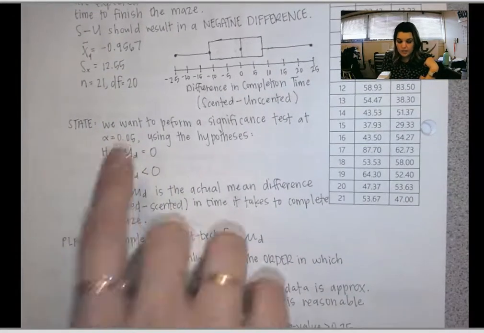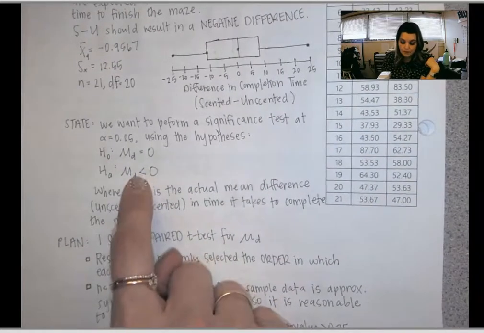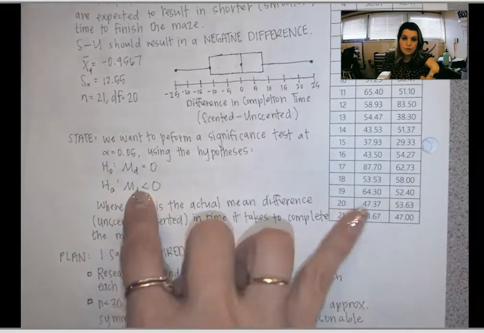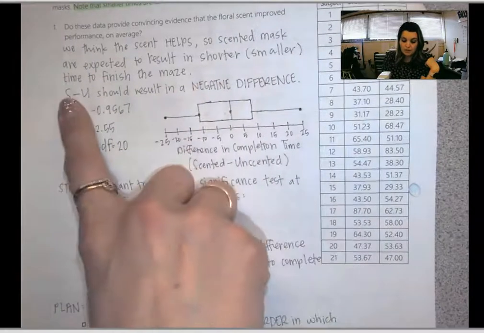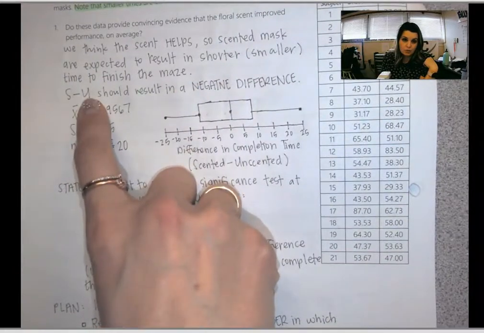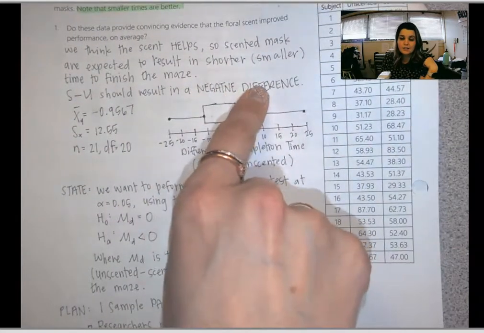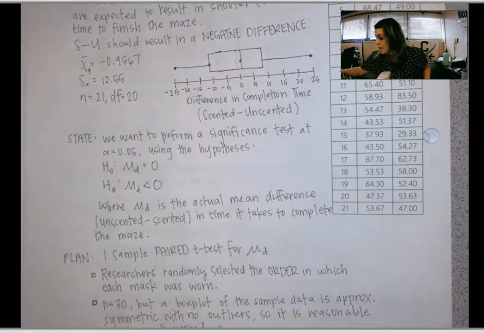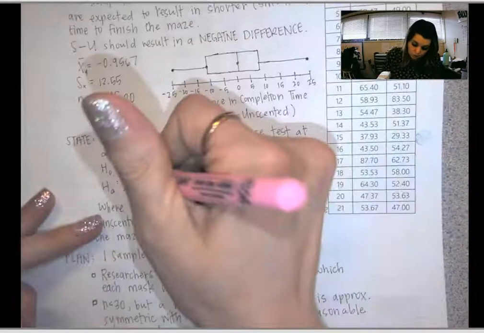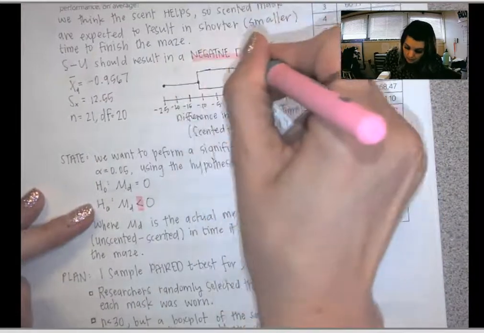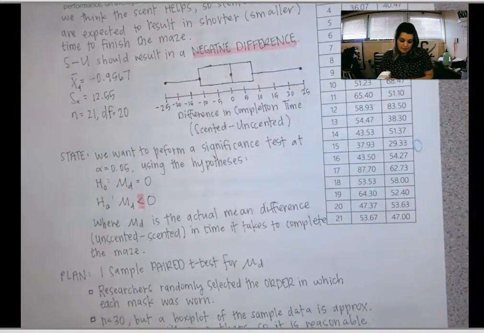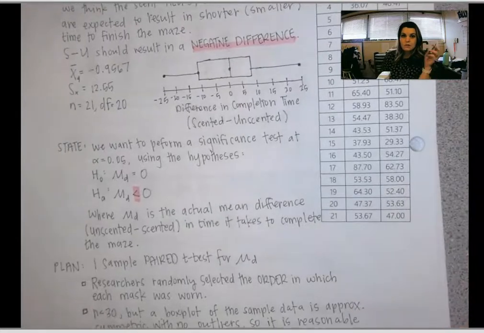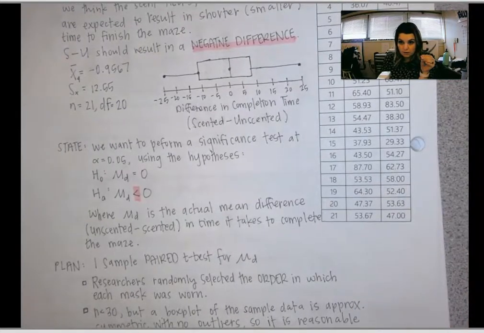Okay, so for our state, you guys can read mine. Your alternative, though, it matches what I have here. If we're doing S subtract U, then this should result in a negative difference. So because of that, my alternative is a less than. So negative numbers are less than 0. So the reason I have a less than here is because if the scent is effective, those numbers will be smaller, which would result in a negative.